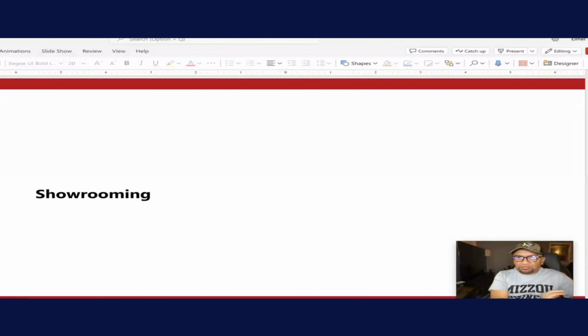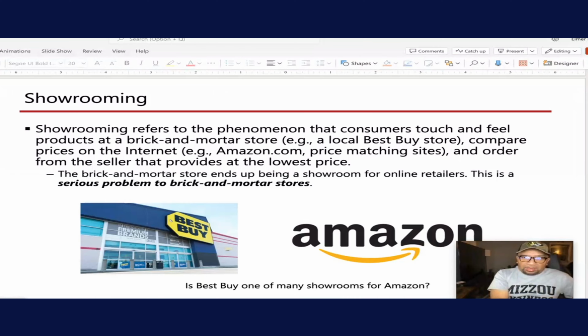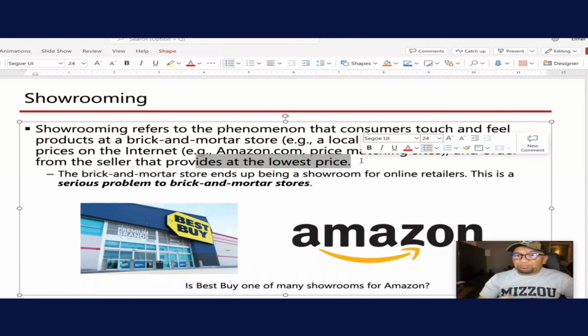showrooming. So first topic, showrooming is the phenomenon where consumers touch and feel products at a physical location, but the price comparison and ordering of the product happens online. And typically, ordering online is what consumers resort to, because that's where they find the lowest price typically.